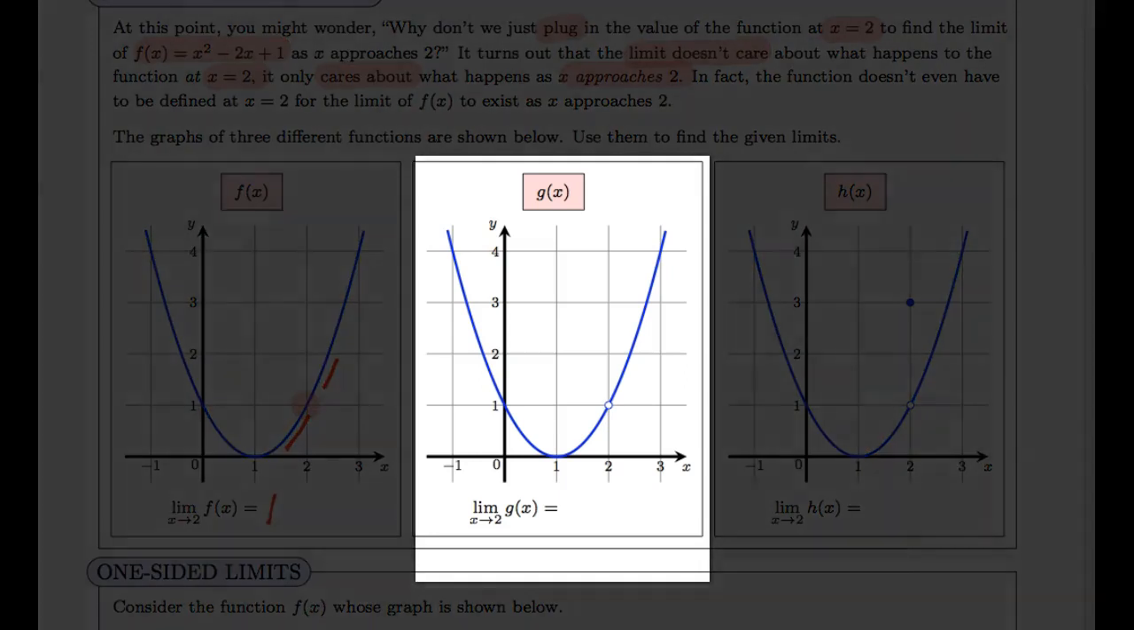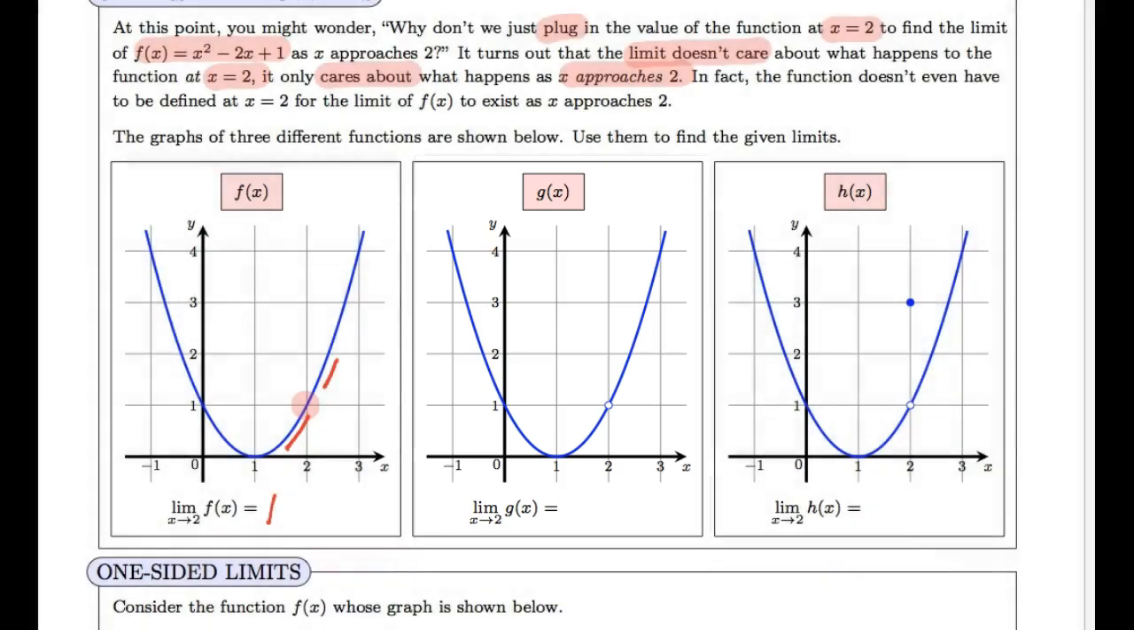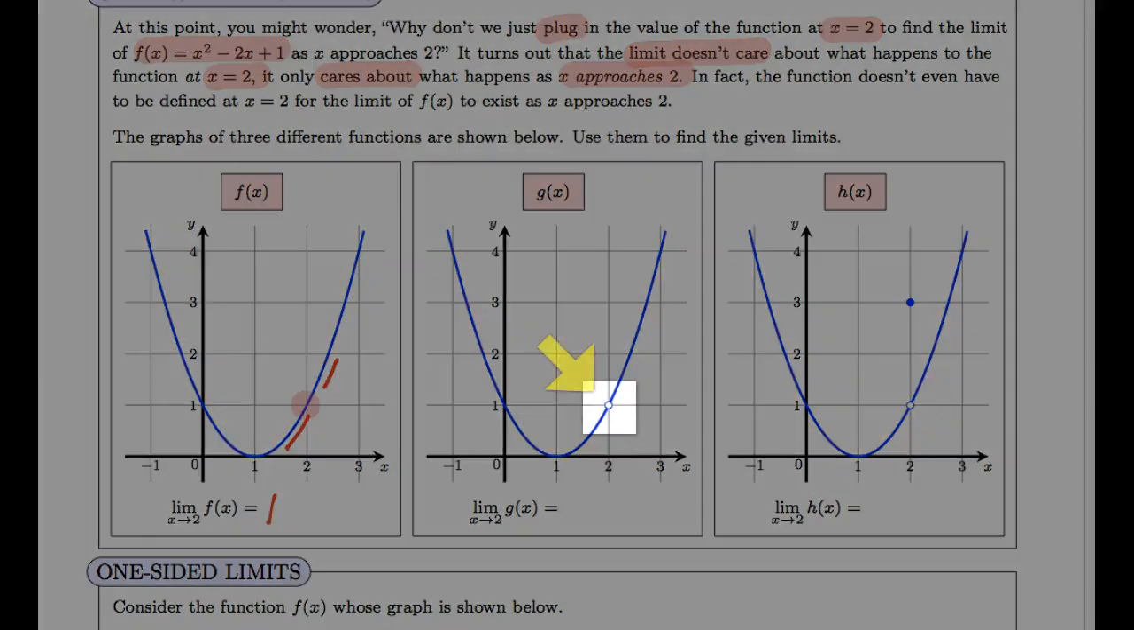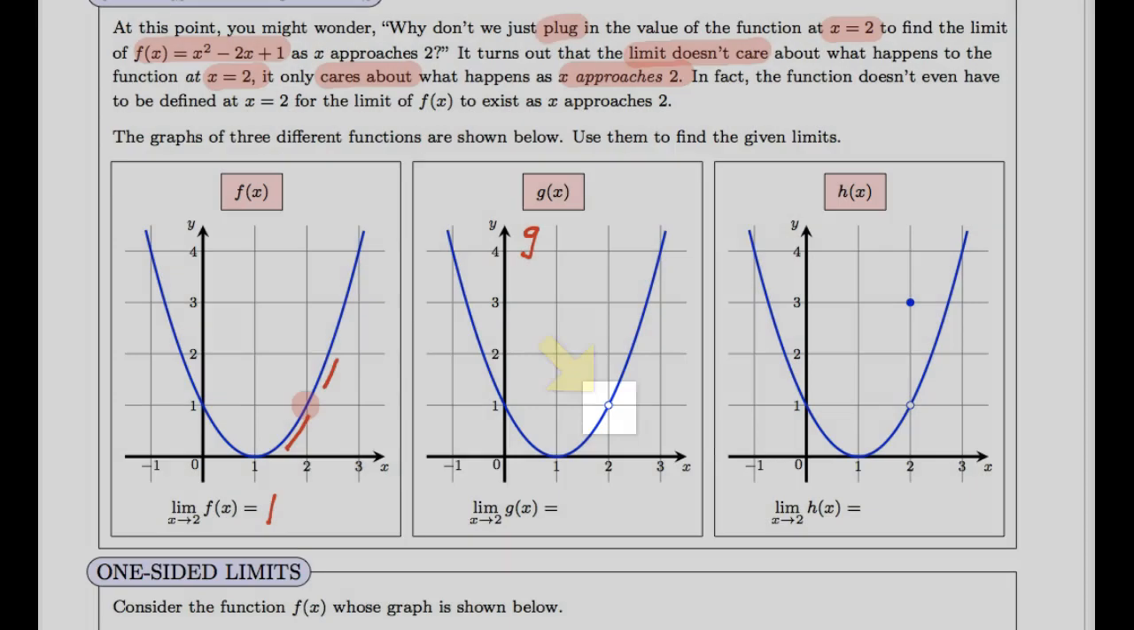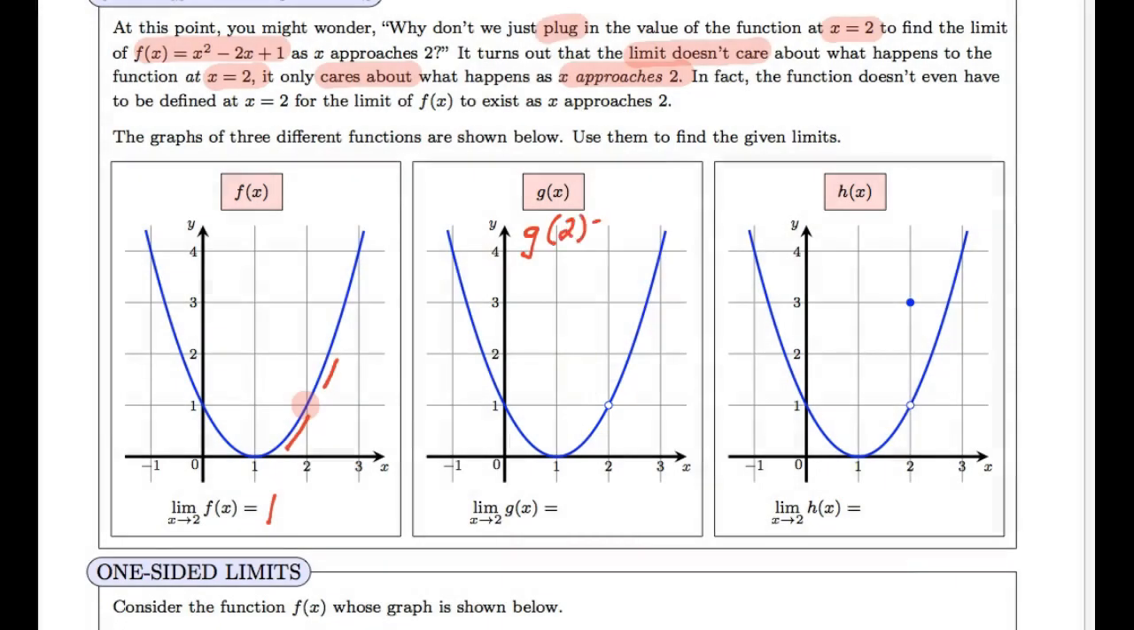Notice in g of x here, in the middle graph, we're still approaching 2, the limit of x approaching 2 of g of x, but there's a hole here. g of 2 does not exist. It doesn't exist there, but who cares? We're not asking about the function value, we want the limit. The limit, we're getting really, really close to 1.